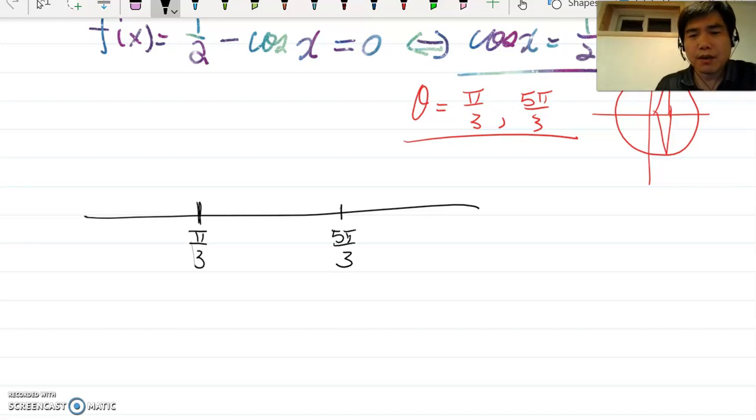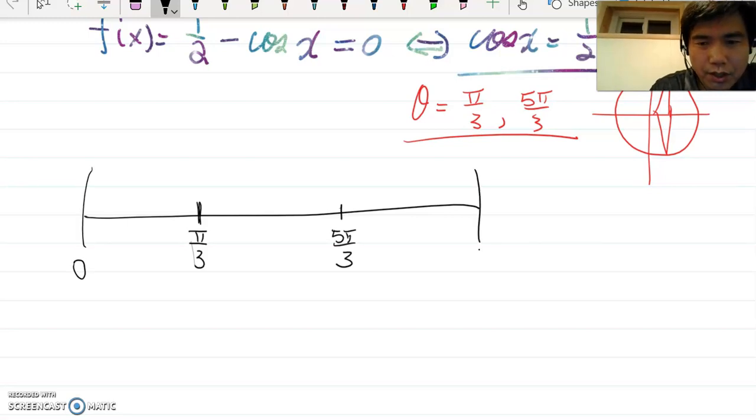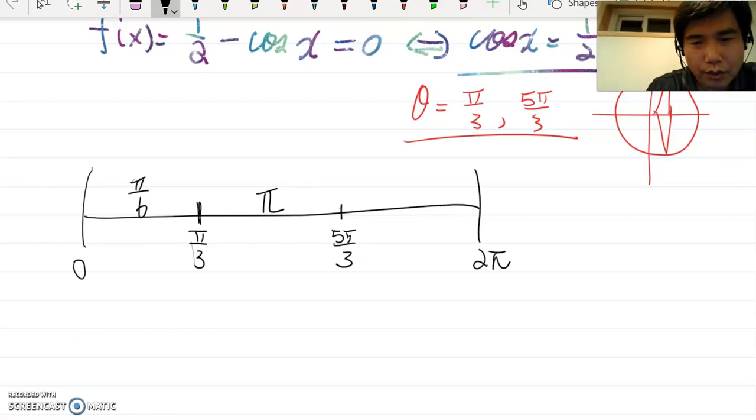So let's find some testing values. We know that we have 0 here and 2 pi here. That's the open interval, so they are not included. Okay, so what about we just do pi over 6, and maybe, shall we do maybe pi? Why not? And after that, we can do 11 pi over 6. They're all testing values here.